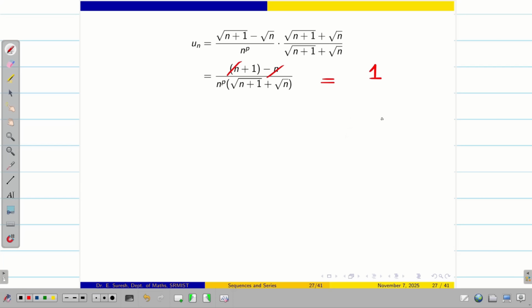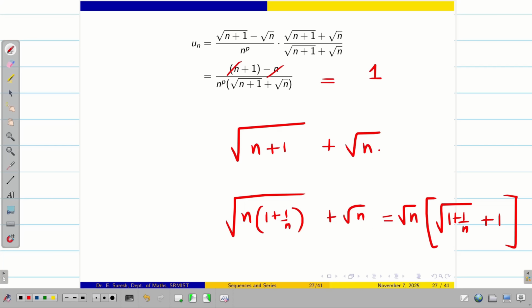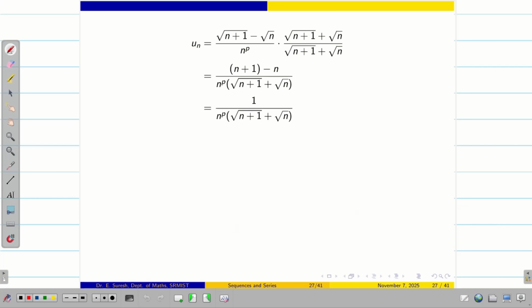Now we have to do simplification in the denominator. We have square root of n plus 1 plus square root of n. We have to take n in common. So n into 1 plus 1 by n. Here I can keep the root n as it is. Now if you take the root n in common, we get square root of 1 plus 1 by n plus 1.